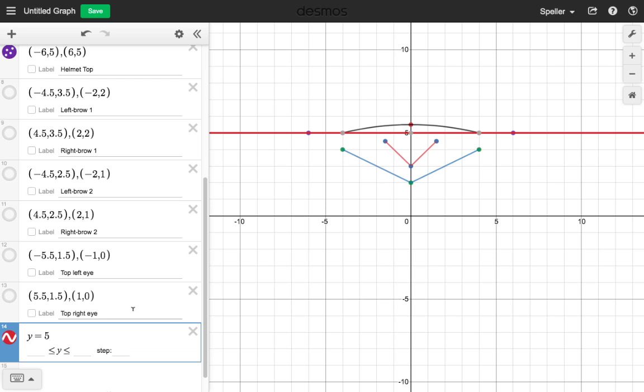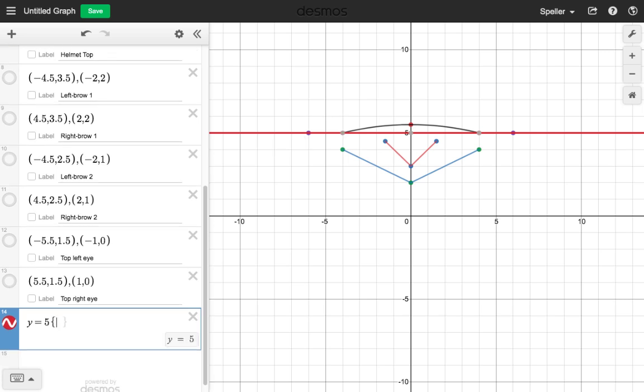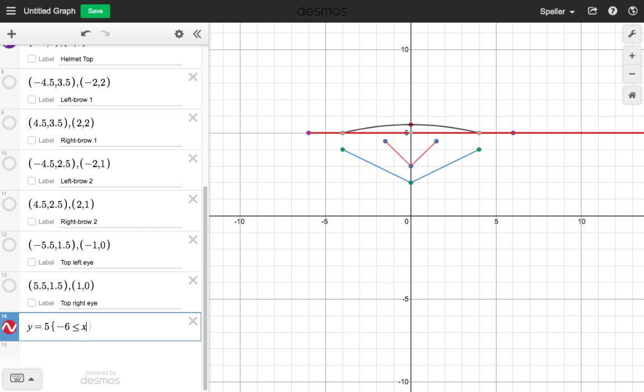We have our line here, and now we want to limit that by placing a domain on here. We see the domain on the left hand side goes from negative 6 to negative 4. So let's place that in here: negative 6 less than or equal to x less than or equal to negative 4. And we have that limited, and we want to do that on the right hand side as well. We want it to go from 4 to 6. So we place a comma, 4 less than or equal to x less than or equal to 6. And now we have that part.